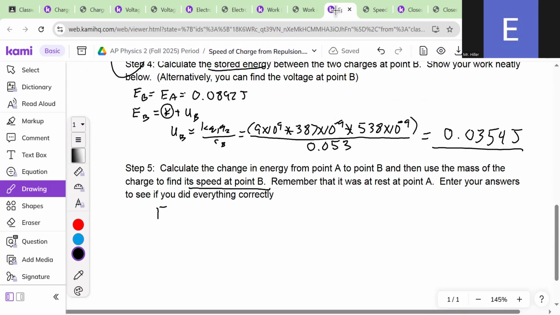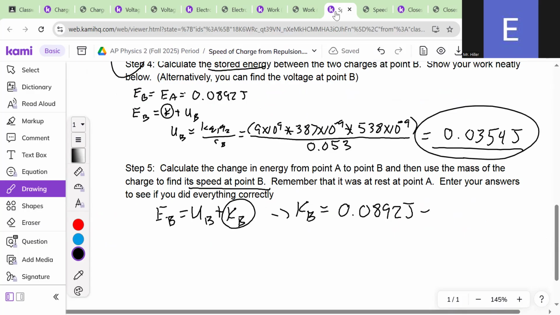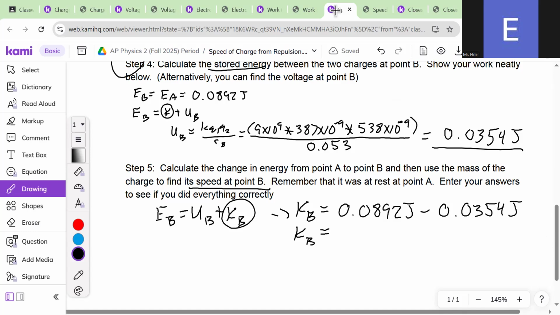Well, remember, the total energy at B is equal to the potential energy at B plus the kinetic energy at B. Let's find that. The kinetic energy at B is the total energy at B, which was the total energy at A, 0.0892 joules, minus the potential energy at B, which you just found, 0.0354 joules. So the kinetic energy at point B is the difference of those two. So we'll go 0.0892 minus that, and my kinetic energy is about 0.0538 joules.